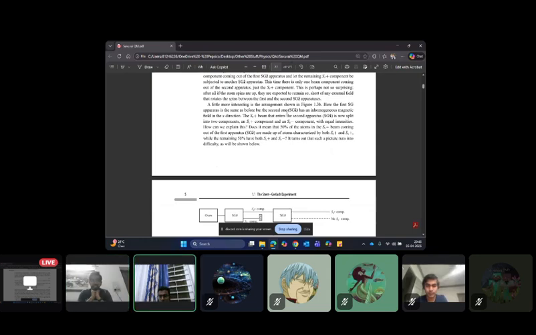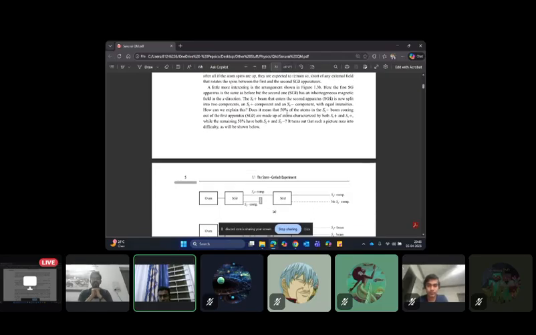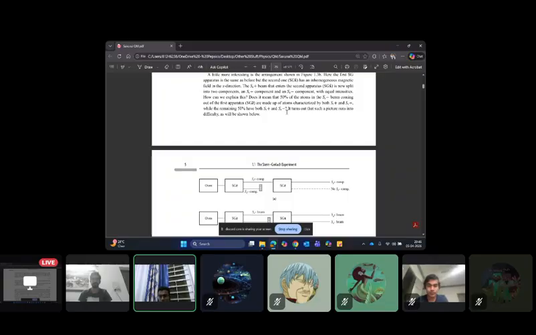A little more interesting is the arrangement shown in figure 1.3b. The figure is visible, right? Here the first SG apparatus is the same as before, but the second one, SGX hat, has an inhomogeneous magnetic field in the X direction. The Sz plus beam that enters the second apparatus is now split into two components, Sx plus component and Sx minus component with equal intensities.